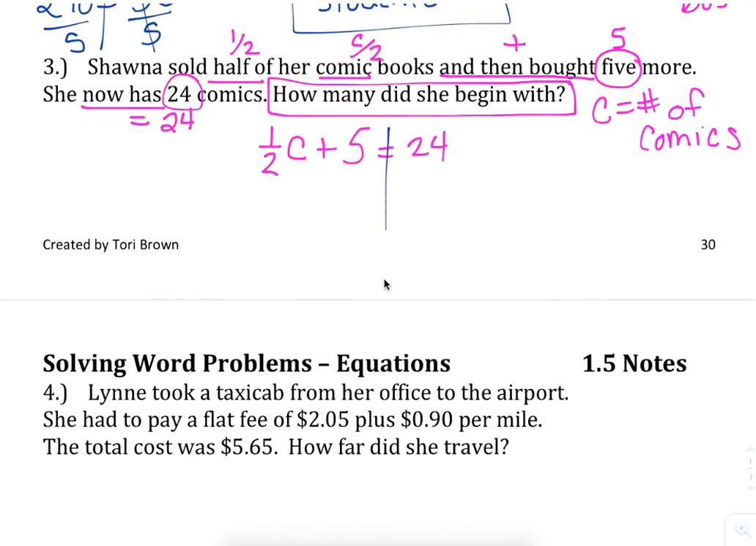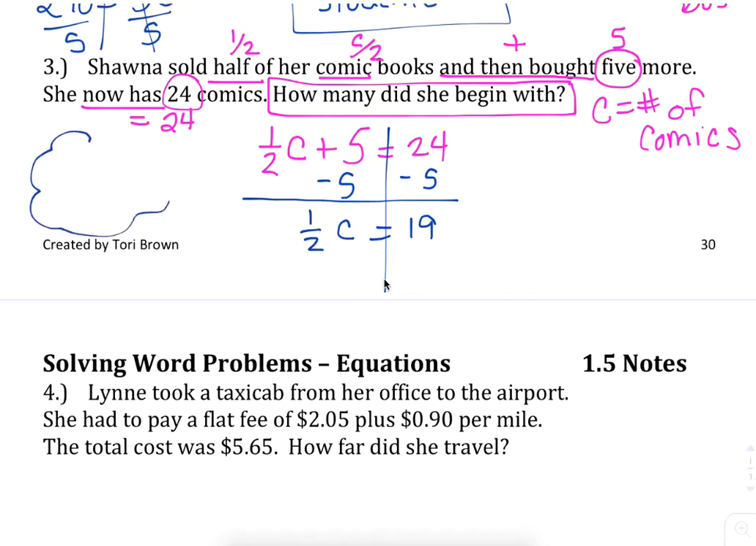Our loner is going to be the 5, so we're going to subtract 5 from both sides. 1/2 of C is equal to 19. Okay? All right, so if I'm looking at 1/2 C, and I remind you, I'm going to make a little note over here, that that's the same as C over 2.